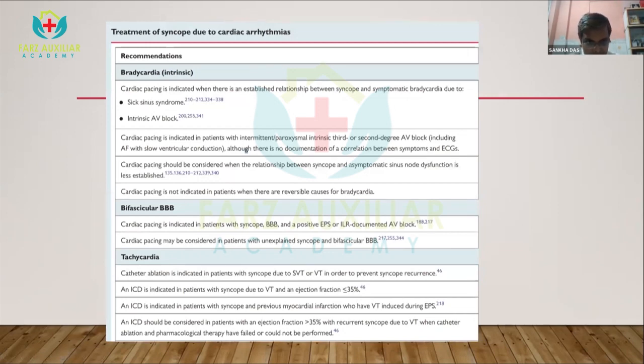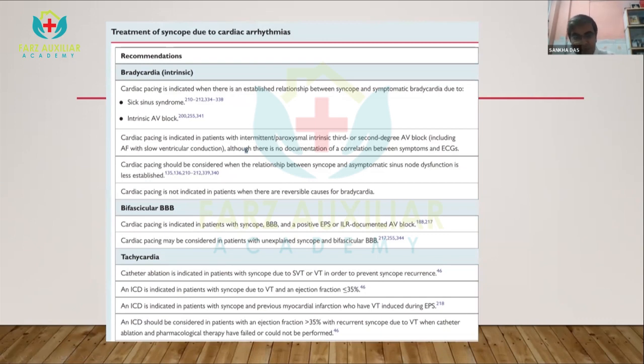What are the other indications? It could be an AV block, an intermittent or a persistent second degree or third degree AV block. Cardiac pacing should be considered when there is a syncope with asymptomatic sinus node dysfunction, but you cannot establish the relation between syncope and sinus node dysfunction, but still you should think of putting a pacemaker.